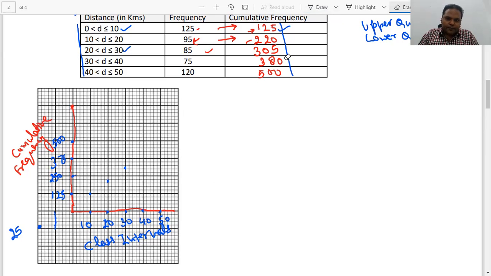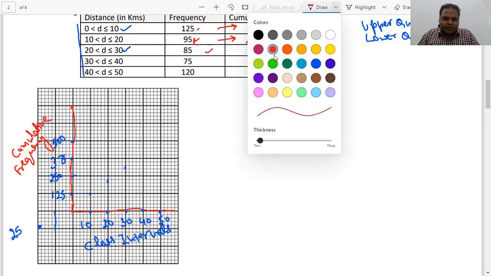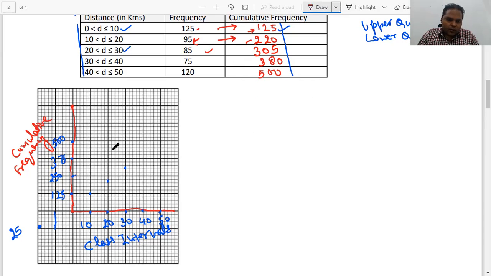Okay. Then we have 380. So 380, I'll take another color so that it's a little more visible. So I'll take 380 on the class interval 40. So that's slightly over and above 375. Okay. Then we have 500. So 500 at the class interval ending at 50. So that's here.